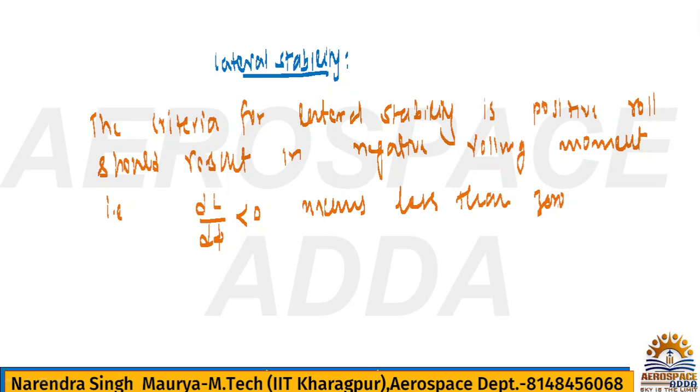If the airplane, after getting a disturbance, rolls and then comes back to its original position without any pilot input, meaning without using any control surface, then you say the plane is laterally stable. That's the meaning of it.